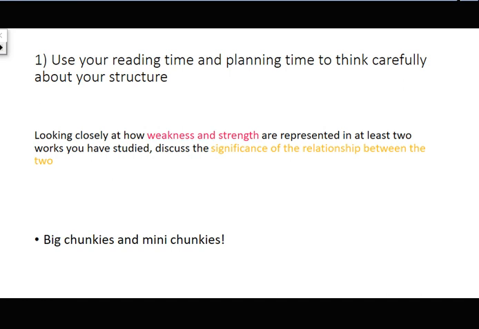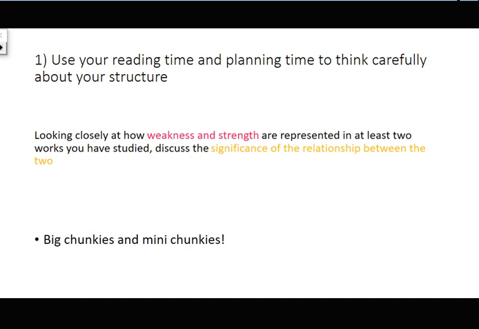So through this video, for structure, I'm going to focus on this question. So looking closely at how weakness and strength are represented in at least two works you have studied, discuss the significance of the relationship between the two. So instantly, this is a question of two parts.